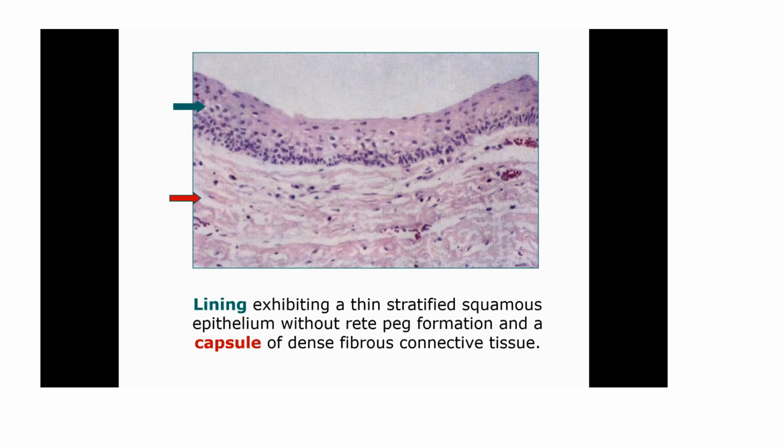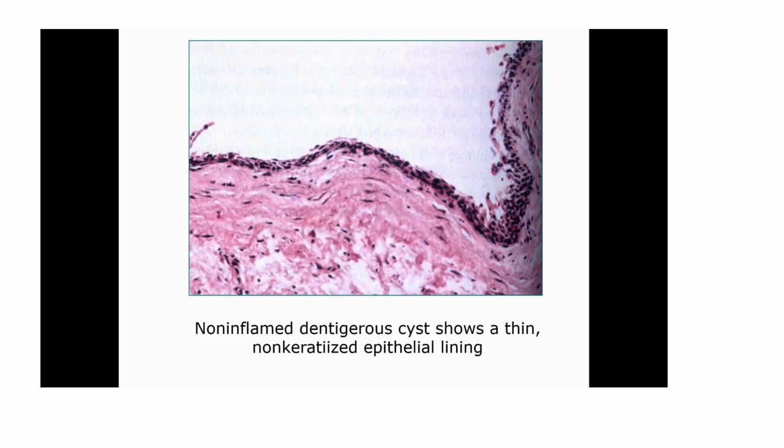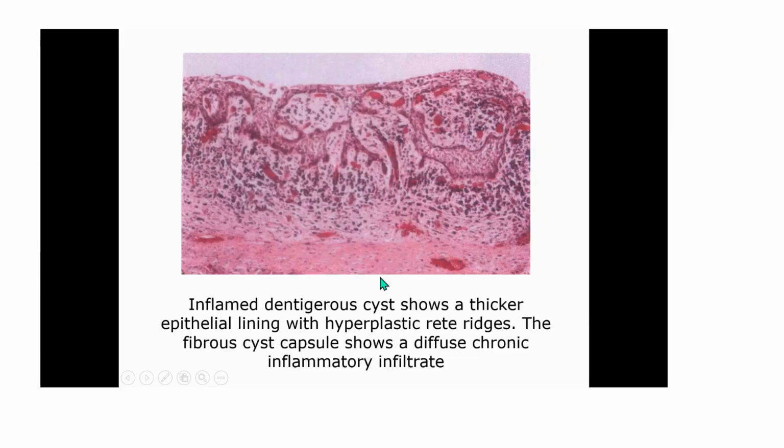ameloblastoma. Here you can see a picture wherein the lining is exhibiting a thin stratified squamous epithelium without rete peg formation and a capsule, which is pointed by the red colored arrow, of dense fibrous connective tissue. This is a picture showing you a non-inflamed dentigerous cyst which shows a thin, non-keratinized epithelial lining. You can appreciate that there are no rete ridges or rete peg formation.